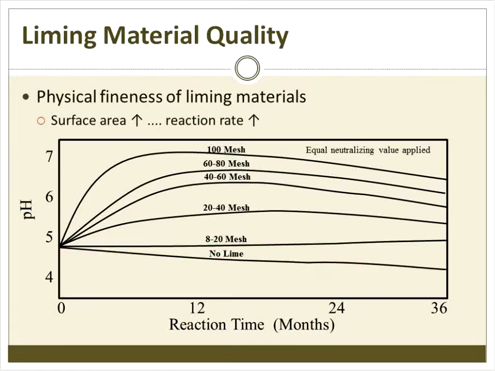So let's look at something like 40 to 60 mesh. You add 40 to 60 mesh, it dissolves relatively quickly, the pH comes up, and then over time, as that material is all dissolved, the pH starts going back down. 100 mesh does the same thing, but at a much quicker rate. So what you're seeing here is that smaller particles dissolve quicker and react faster to change the pH. But larger particles, these guys down here, tend to hold the pH for much longer.